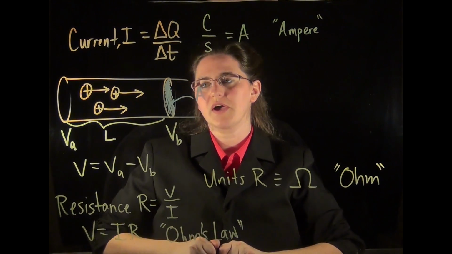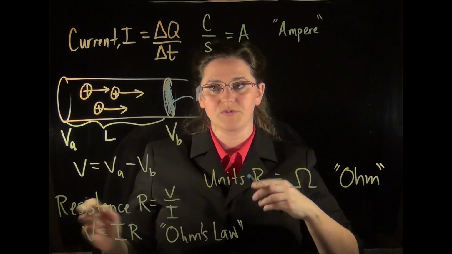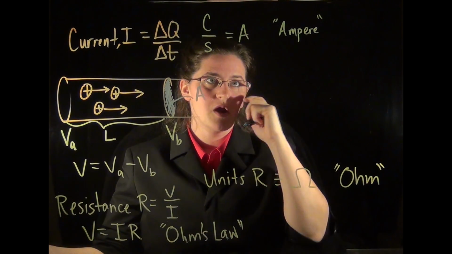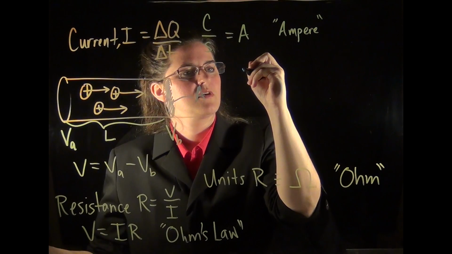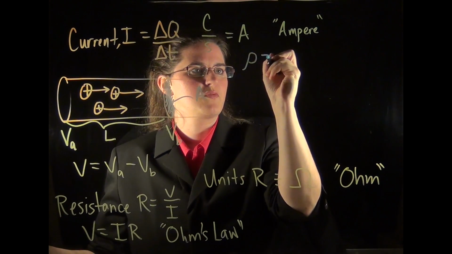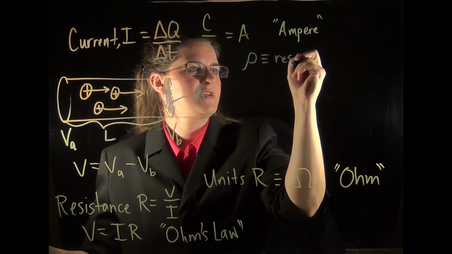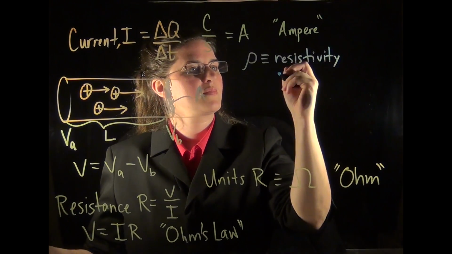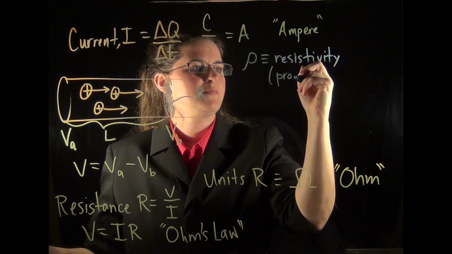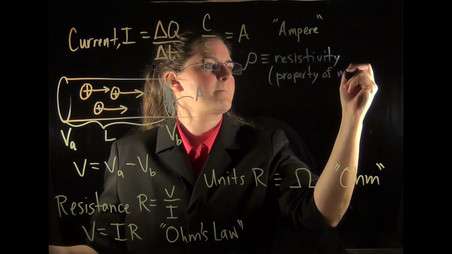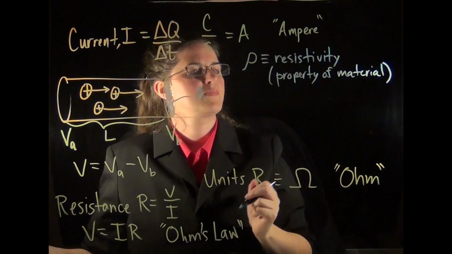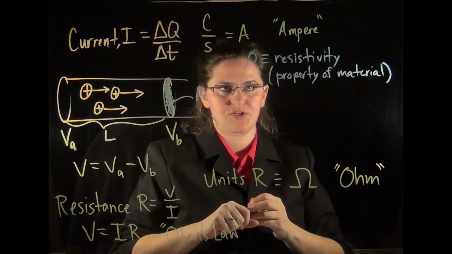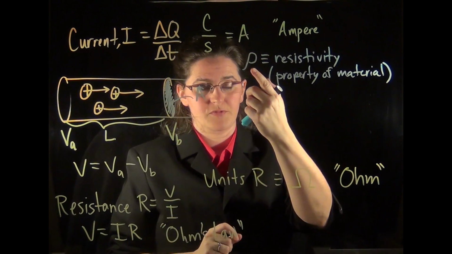Now, the wire also has a property called resistivity. Now, this property is labeled as rho. Rho is the resistivity. Now, it's a property of the material. It's also affected by temperature. So you can look up tables of rho.